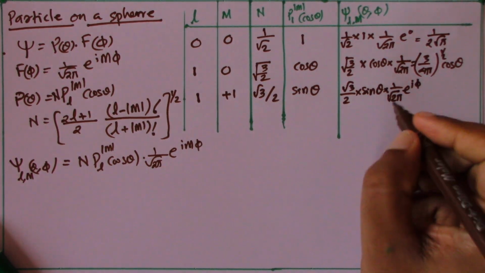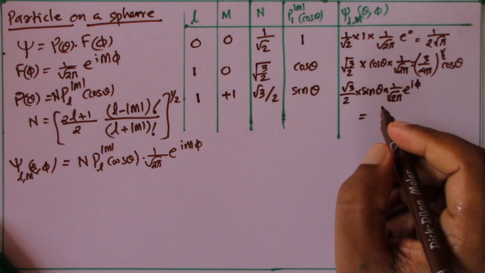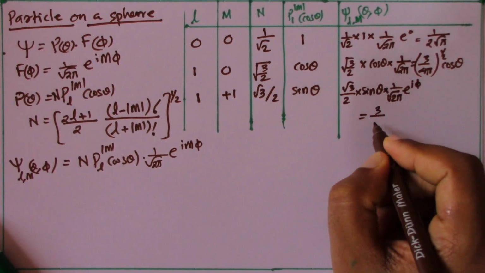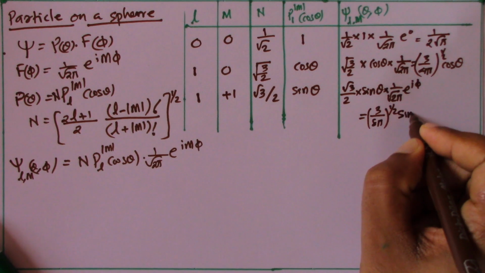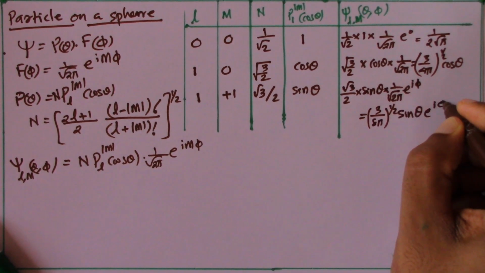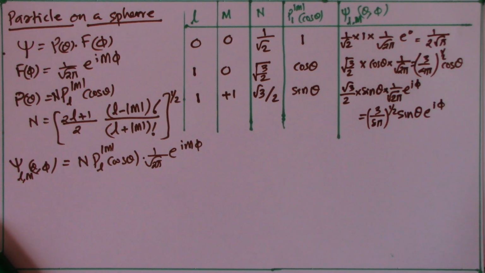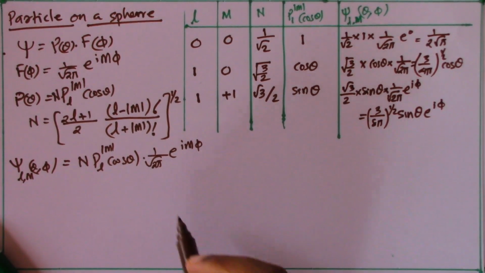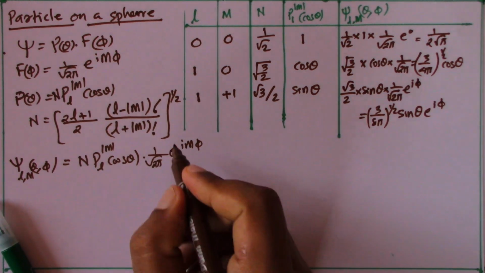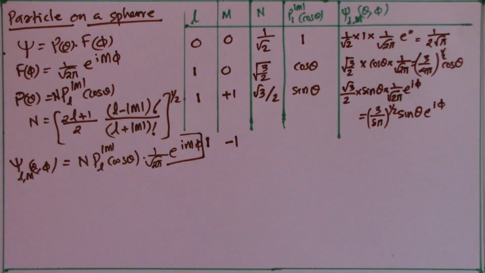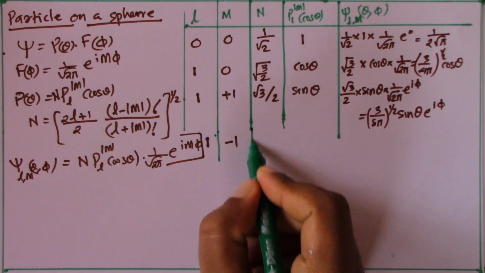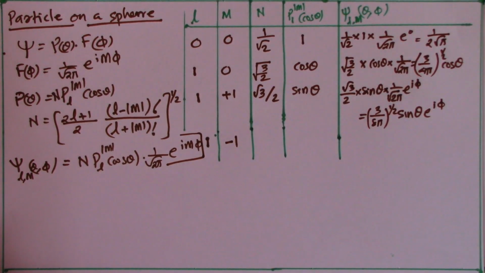Let me solve this here. It is equal to 3 divided by 8 pi, raised to half, sin theta e raised to i phi. Okay, that is it. Then we can find out for another set of values, that is L is equal to 1 and m is equal to minus 1. Okay, that's the other column. Let me extend the column a little bit down. L is equal to 1 and m is equal to minus 1.